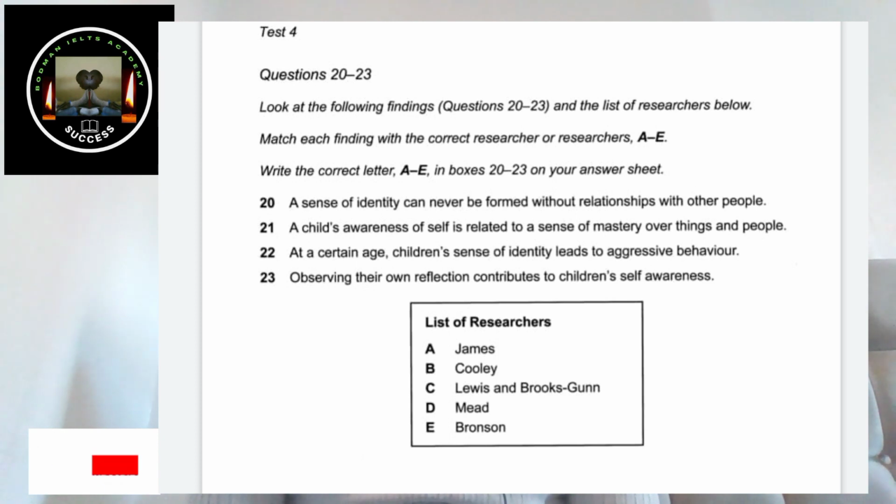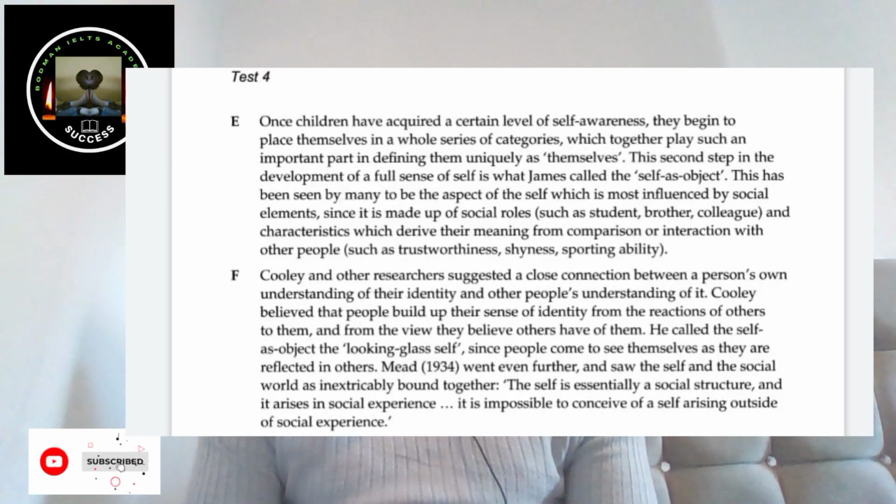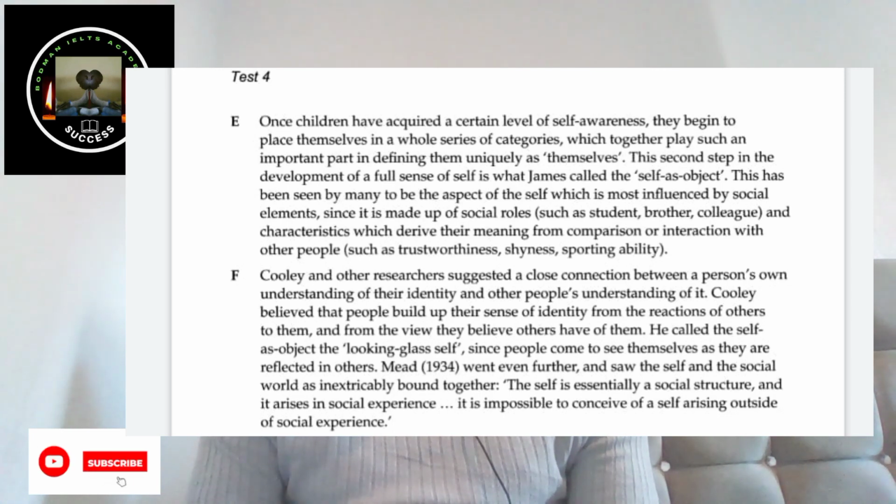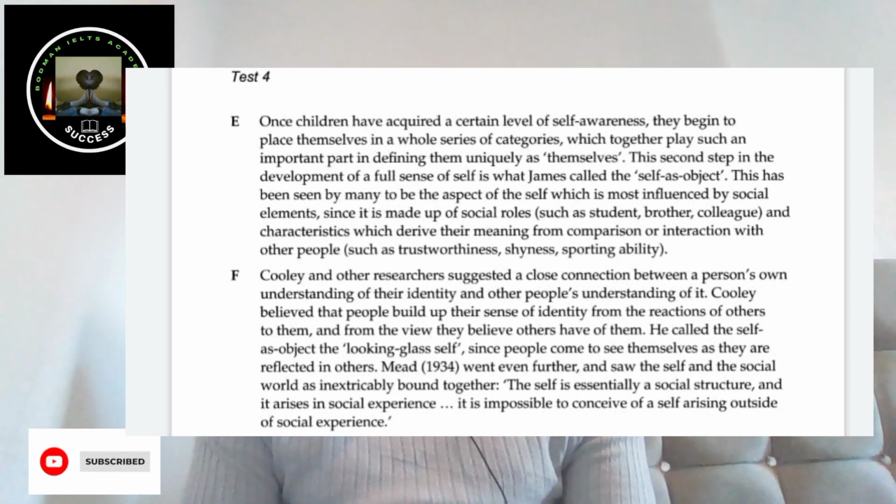Now, let us look at the next thing before we go. Let us look at Mead. Of course, we still follow the same step. If I continue to skim the passage, I can't see Mead in paragraph D. So if you move to paragraph E, let us look at it. Where is Mead? I can see Mead in paragraph F.